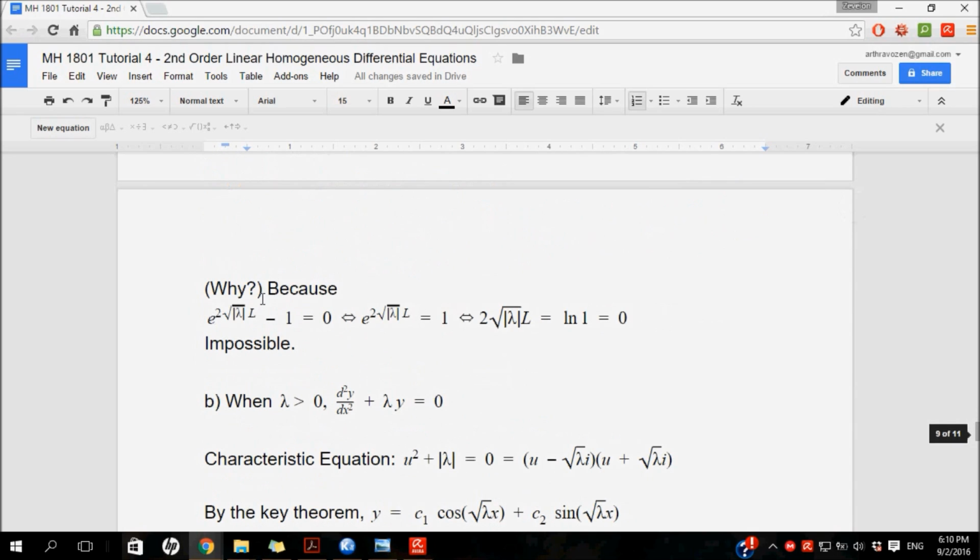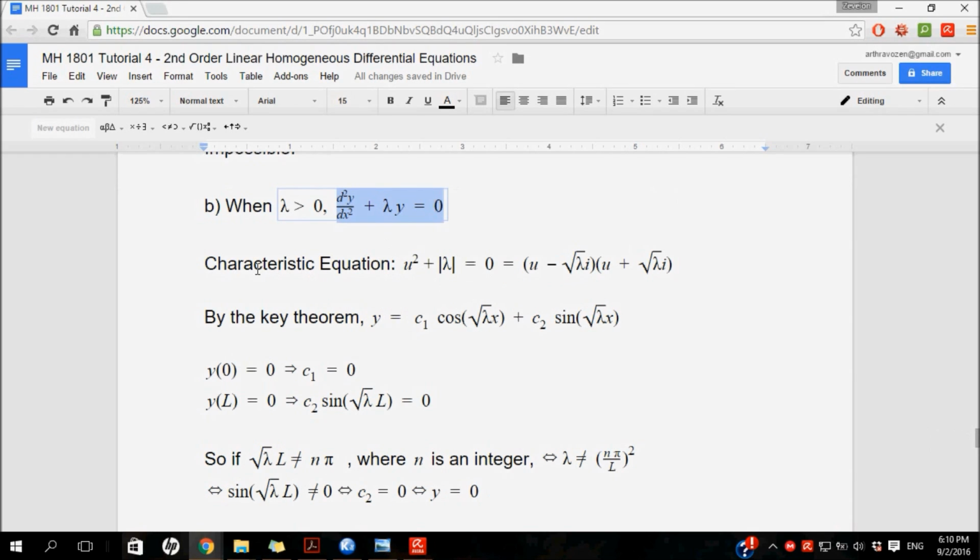Now let us consider what happens when lambda is positive. In this case, we can consider this differential equation. We find the characteristic equation and we find the roots. Because lambda is positive, the roots are complex numbers.